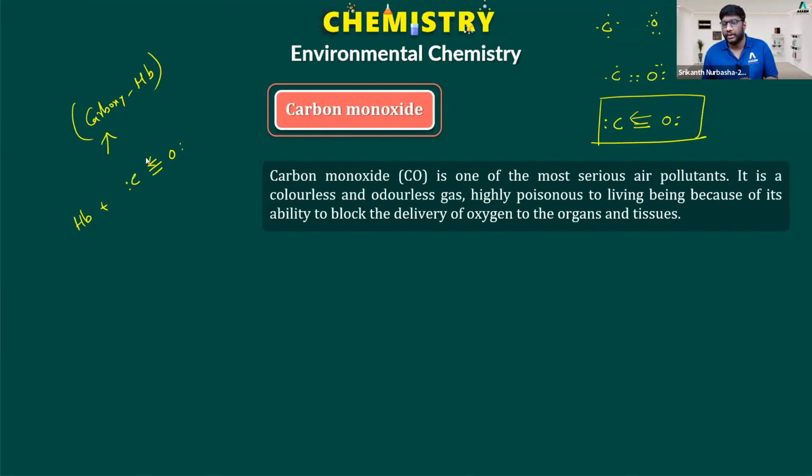So whenever we inhale carbon monoxide, that complex is formed greatly when compared to oxyhemoglobin. That is why ultimately the delivery of oxygen to different organs is blocked. You can see the statement: it is a colorless and odorless gas, highly poisonous to living beings because of its ability to block the delivery of oxygen to organs and tissues. How? Because of this formation.